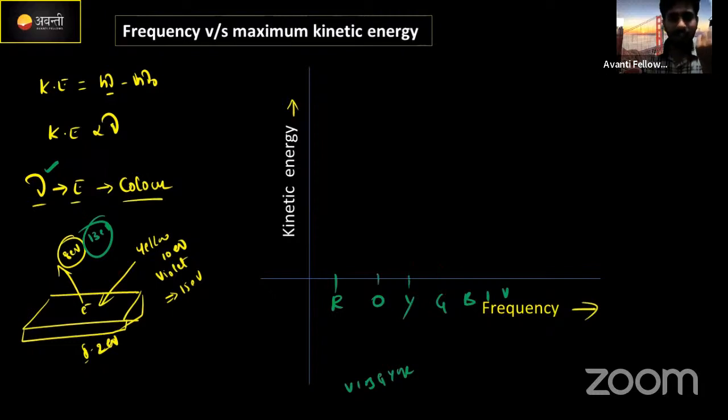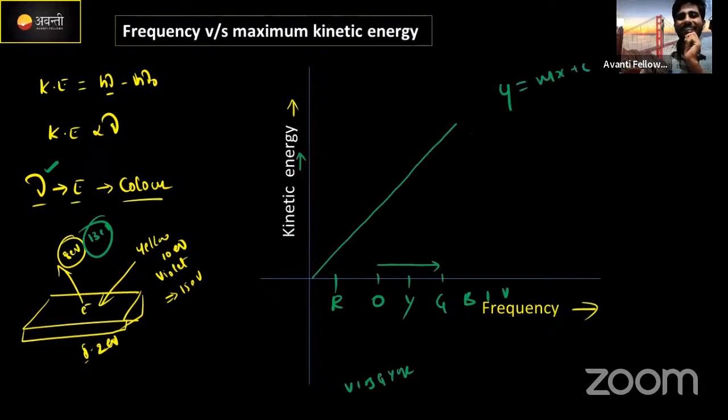Yellow is different, like that. If you increase the frequency in this direction on the x-axis, the kinetic energy also increases. Hence the graph will become like this. It is also linear, a slope equation. What is the slope in mathematics? y is equal to mx plus c. Correct? m will be the slope.